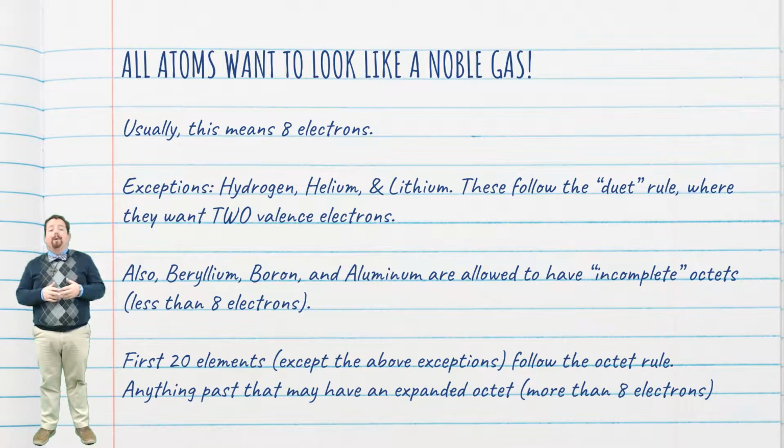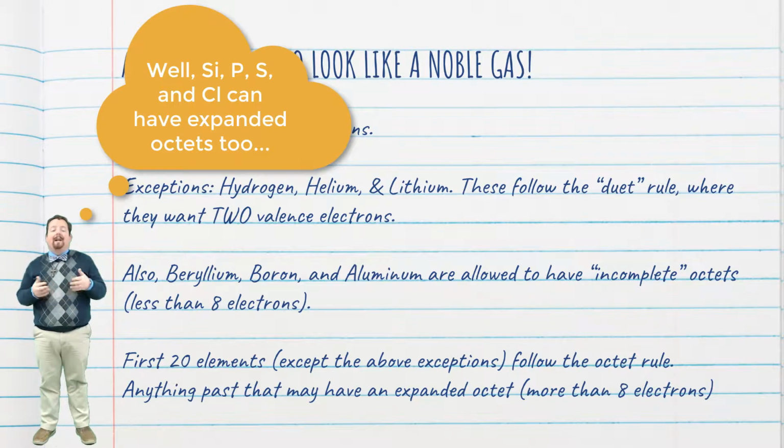The octet rule works for most of the atoms we'll be working with in here, but there are a few exceptions. Hydrogen, helium, and lithium follow the duet rule, meaning they only want to have two valence electrons around them. Beryllium, boron, and aluminum are allowed to have incomplete octets, or less than 8 valence electrons. Other than that, the first 20 elements will follow the octet rule. Anything past calcium, the 20th element, is totally up for having an expanded octet, or having more than 8 valence electrons around it. You need to keep these exceptions in mind as we're creating Lewis structures.